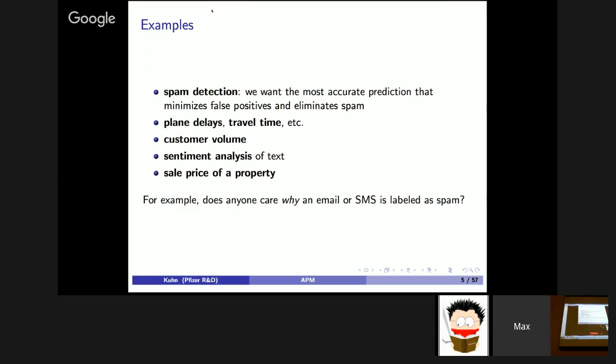Same thing with plane delays. You might want a prediction whether your plane is going to be on time or not when you're at the airport. You don't necessarily care why, whether it's inclement weather or anything else. You just want to know as accurately as you can. Sentiment analysis is another good example. When you're reading text, you want predictions on whether somebody has a positive or negative feeling about something. And in that case, you kind of do care why they feel that way.